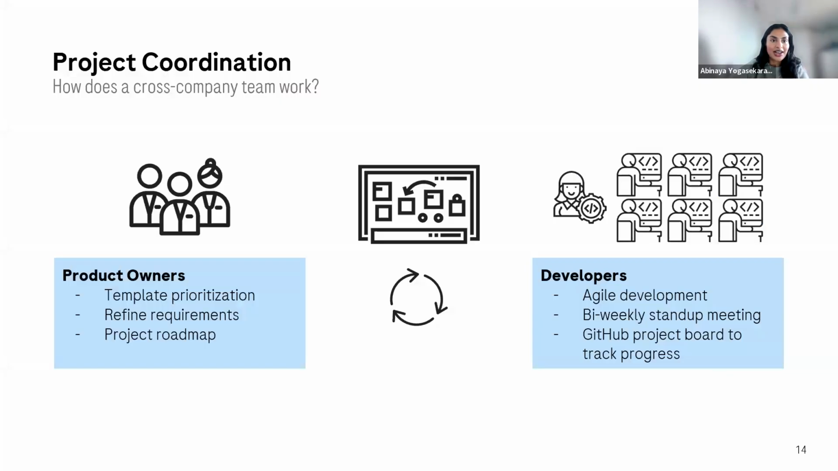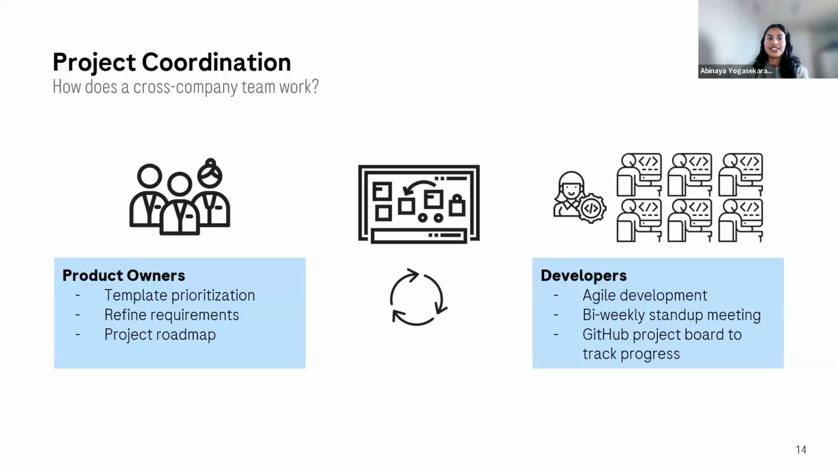Okay, so our current progress. So we talked a lot about collaboration. How exactly does that work? Our project coordination is in 2 sections. Our product owners, having awareness of the data standards, where the industry is going. Are there any changes in the outlook? They're able to set the tone and set the project roadmap. And using that, they're able to refine the requirements and prioritize the different templates.